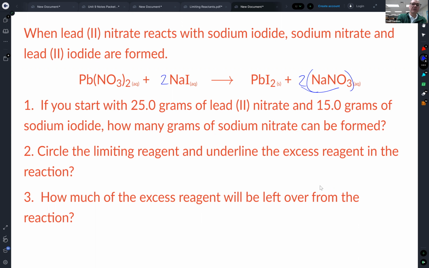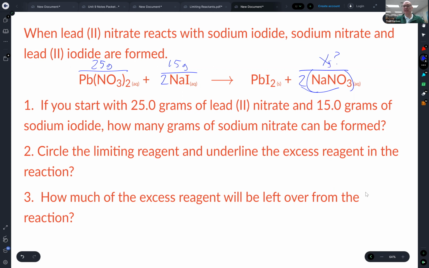I start with 25 grams of the lead nitrate, and I start with 15 grams of the sodium iodide. If we do that, how many grams of sodium nitrate can be formed? Sodium nitrate's over here. So this is my unknown, and it's asking for it in grams.